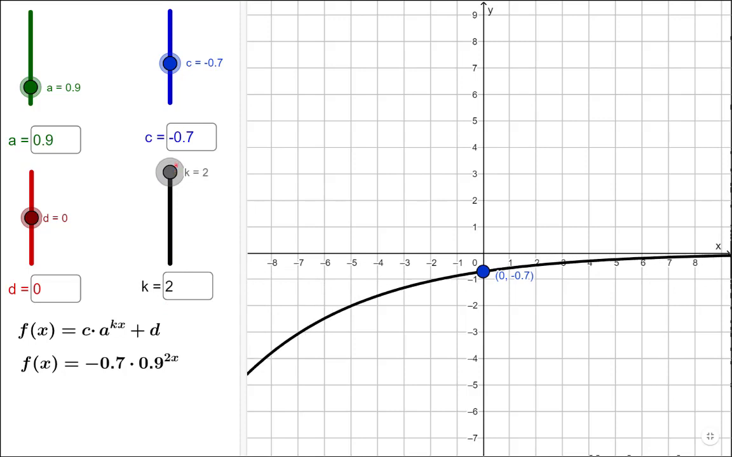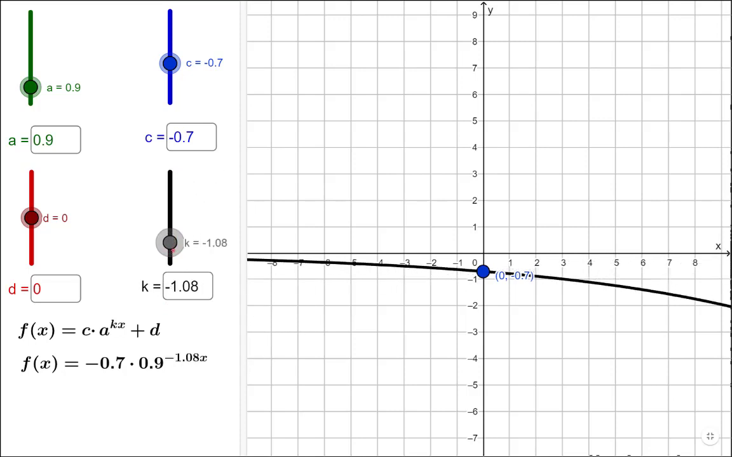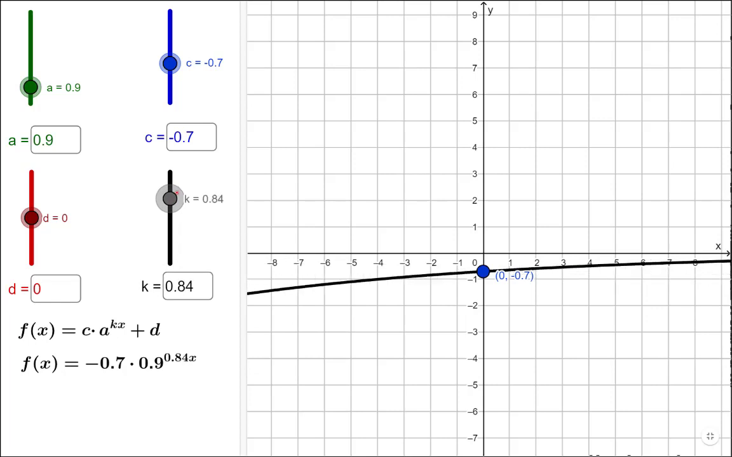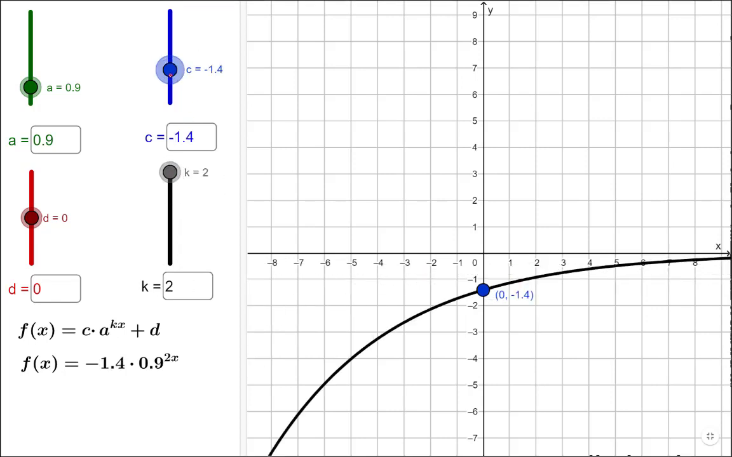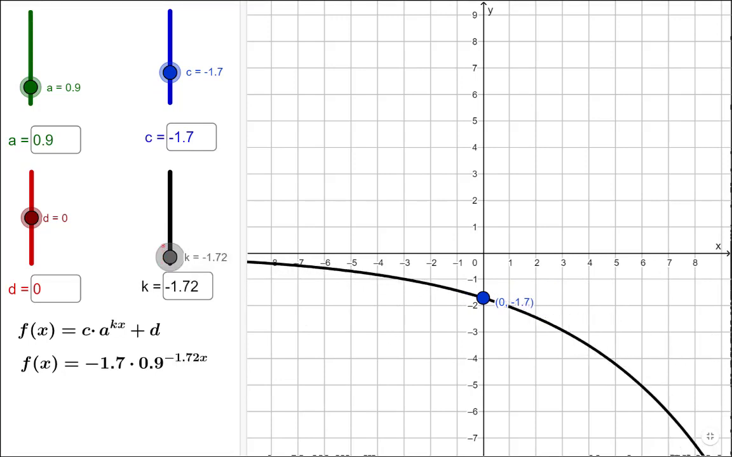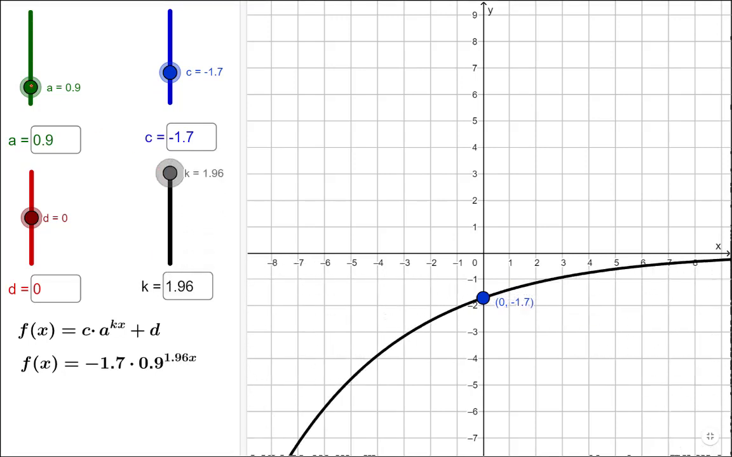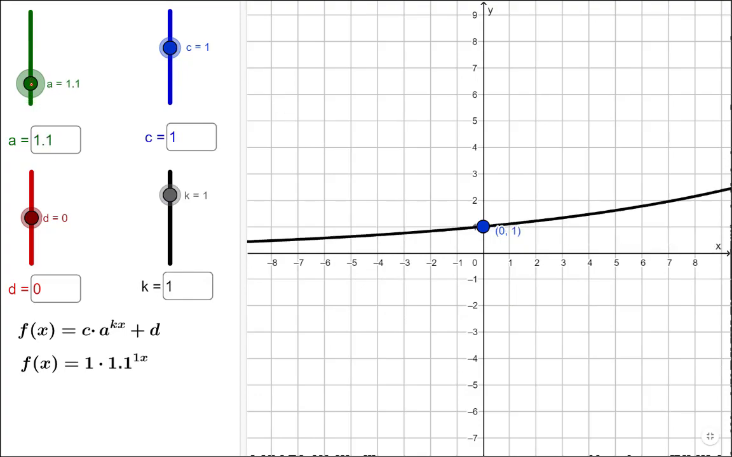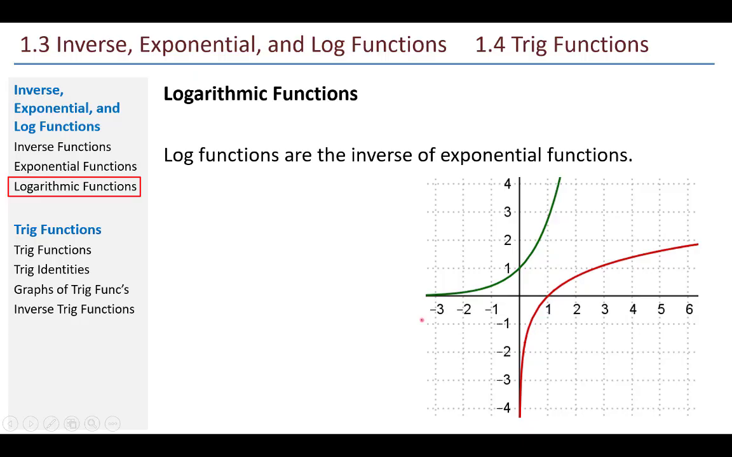Graphs that look like exponential curves that are below the x-axis. So you kind of get a sense of generally what these functions look like. Those are exponential functions. Okay, let's go back. Logarithmic functions are the inverses of exponential functions. And here's the graph. So in green, we have the exponential function, and in red, we have the logarithmic function.